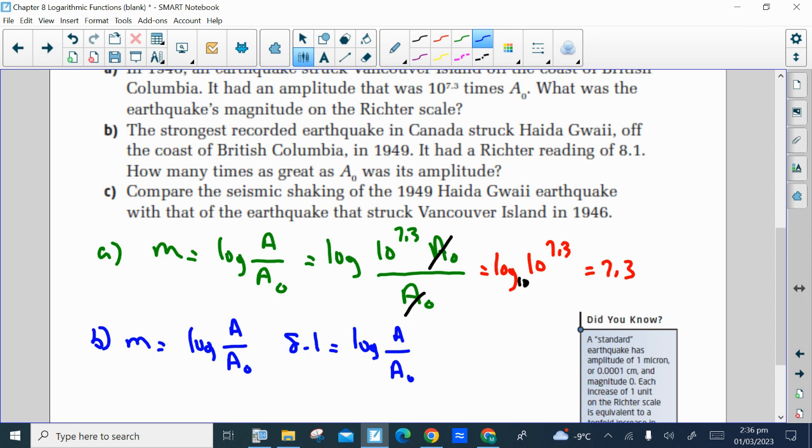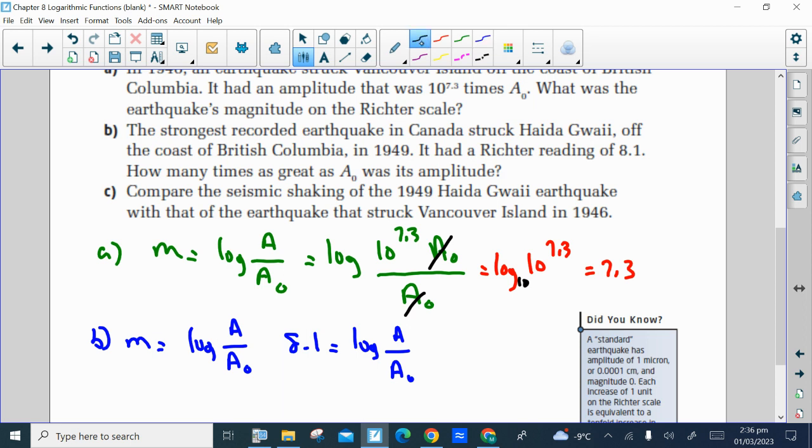We want to know, once again, how many times as great as A sub 0 was its amplitude, which means we want to get A, the amplitude, by itself. It'll be something multiplied by A sub 0, which is what we're looking for. How many times as great as A sub 0 was its amplitude? So again, we want to get A, the amplitude, by itself.